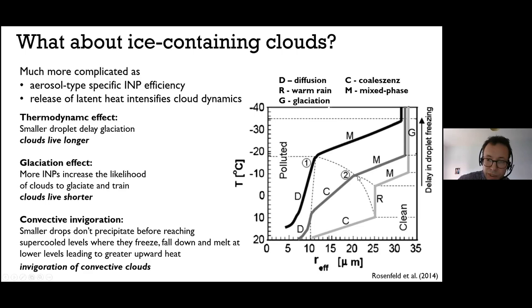If we have now more of those INPs, of those particles that support glaciation, then it might happen that clouds just glaciate right away and start raining, which would decrease cloud lifetime. So these are already two counteracting effects.